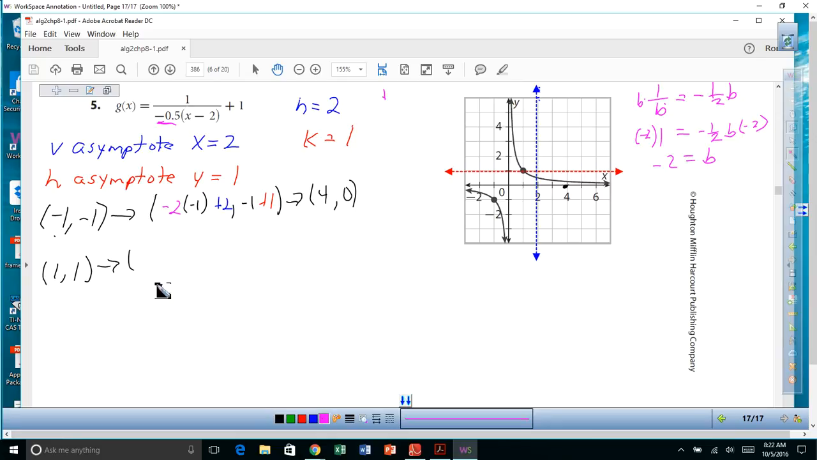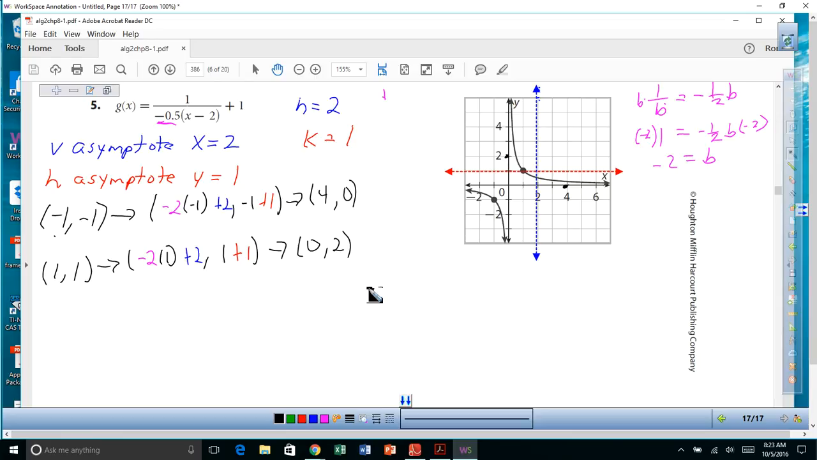Now let's do this next one here. Again, we got -2 times this 1 here. And then we got to add 2 to that. +2. And then we have 1 plus 1. So where's our new point? -2 times 1 is -2, plus 2 is 0. 1 plus 1 is 2. So we've got 0, 2. That's going to be right there.